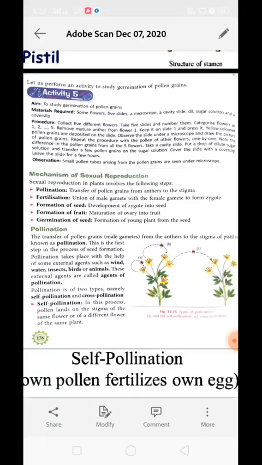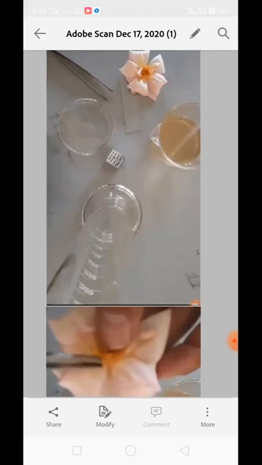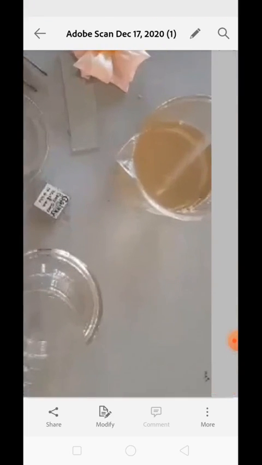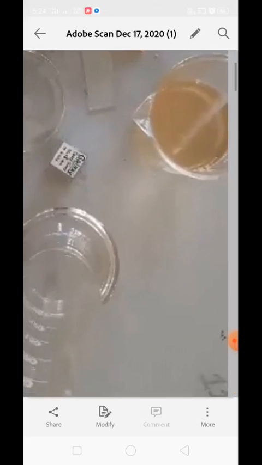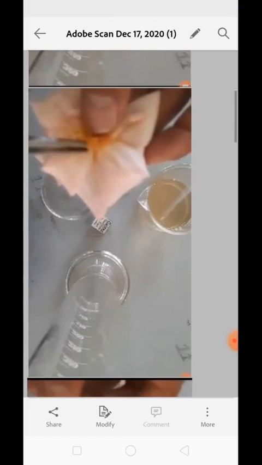Next is activity number 5, to study germination of pollen grain. To perform activity number 5, to study the germination of pollen grain, we need a flower, a slide, a cover slip, sugar solution and a microscope. So let's start the study or experiment.